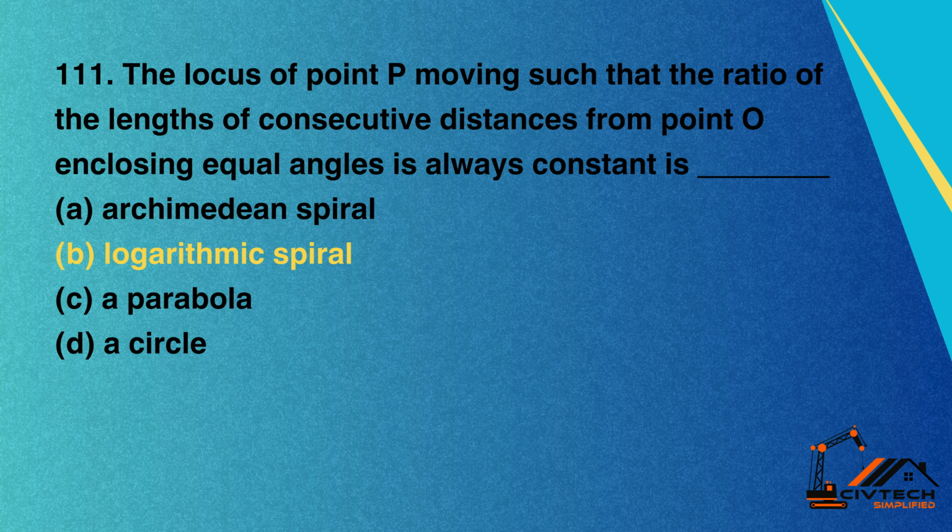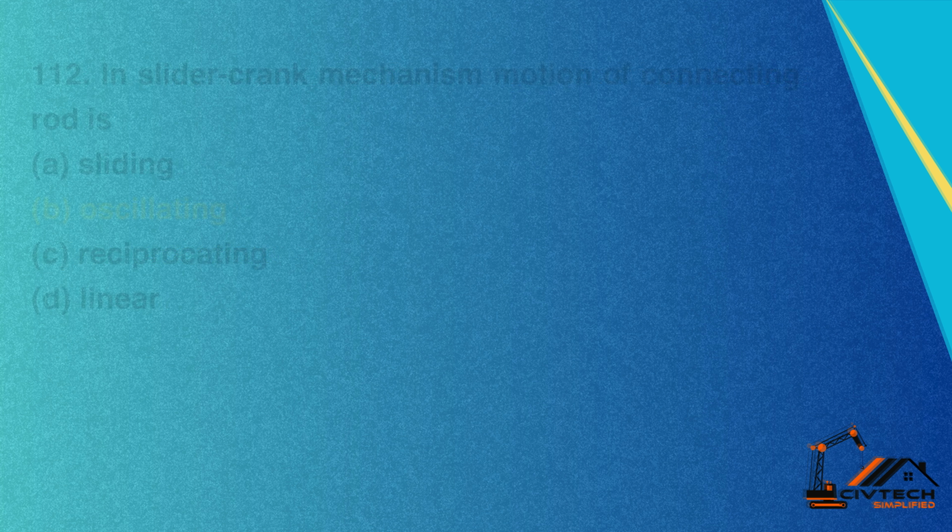111. The locus of a point P moving such that the ratio of the lengths of consecutive distances from point O enclosing equal angles is always constant is a: A. Archimedean spiral. B. Logarithmic spiral. C. A parabola. D. A circle. Correct option: B. Logarithmic spiral.